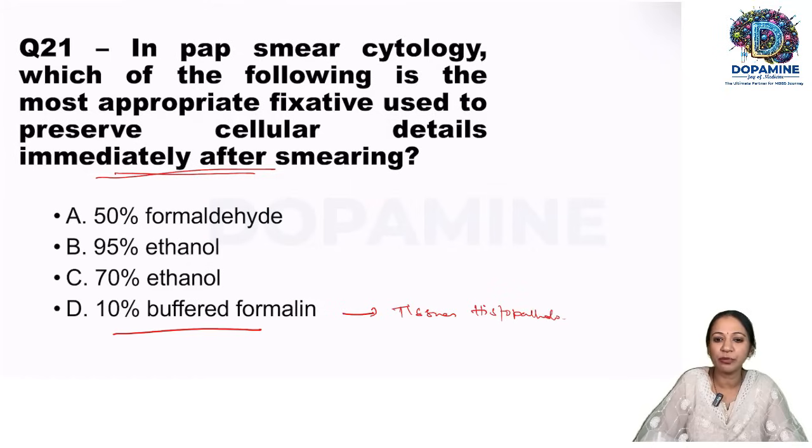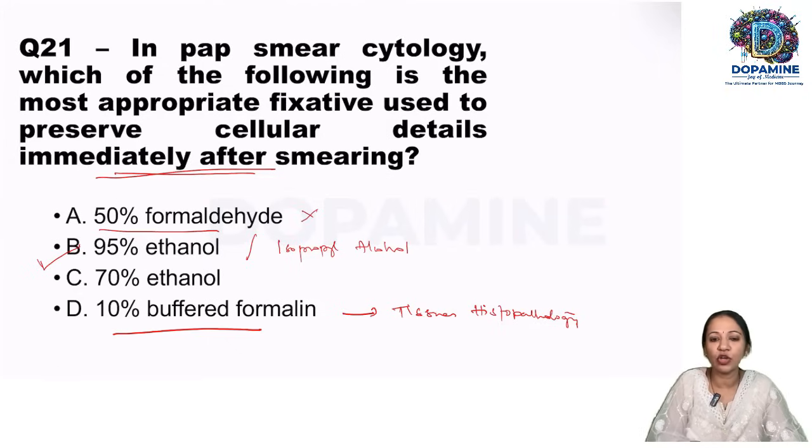Histopathology, we use 10% buffered formalin. We use 50% formaldehyde. There is no 50% formaldehyde available. The maximum will be 40% only. So no such formaldehyde is available. We'll rule out that. So among the two choices, what fixative we use is 95% ethanol. So if at all not 95% ethanol, we can also use isopropyl alcohol. Either 95% ethanol or isopropyl alcohol will be the fixative used for PAPS.